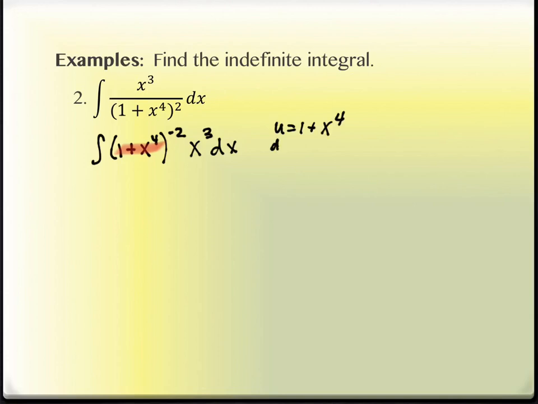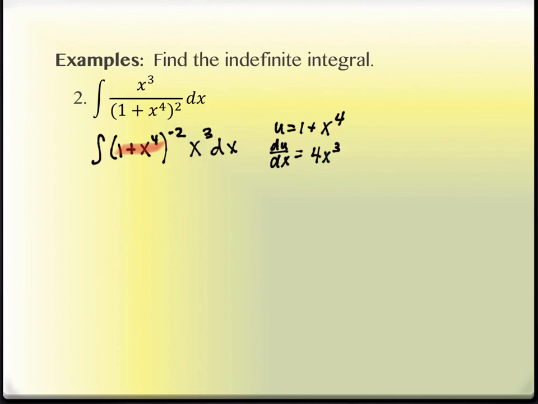What would the derivative, du/dx, of 1 plus x to the 4th be? Yeah, 4x cubed. Okay, now, that's not exactly what the other piece of this antiderivative looks like, right? There's no 4 there. Agreed? The x cubed is there, but there's no 4. So we do have to deal with that in a slightly different way.